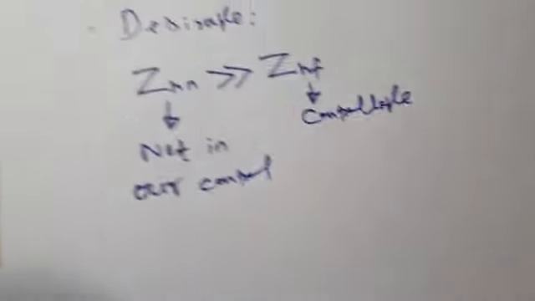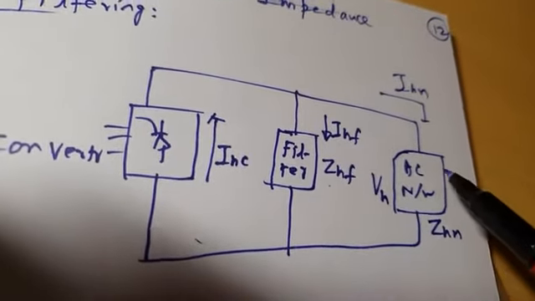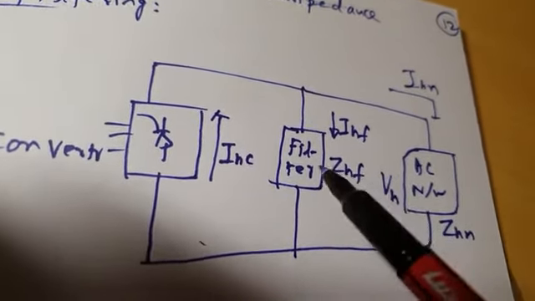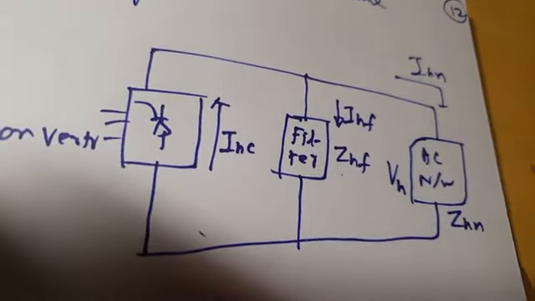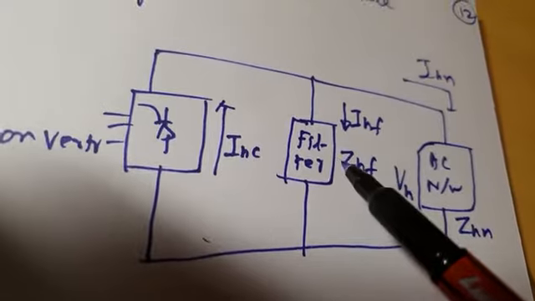Since filter impedance is controllable, we can create a condition where we make filter impedance very, very small as compared to AC network impedance. Because AC network impedance we cannot change, it's fixed. But filter impedance, when we design the filter, we can change.